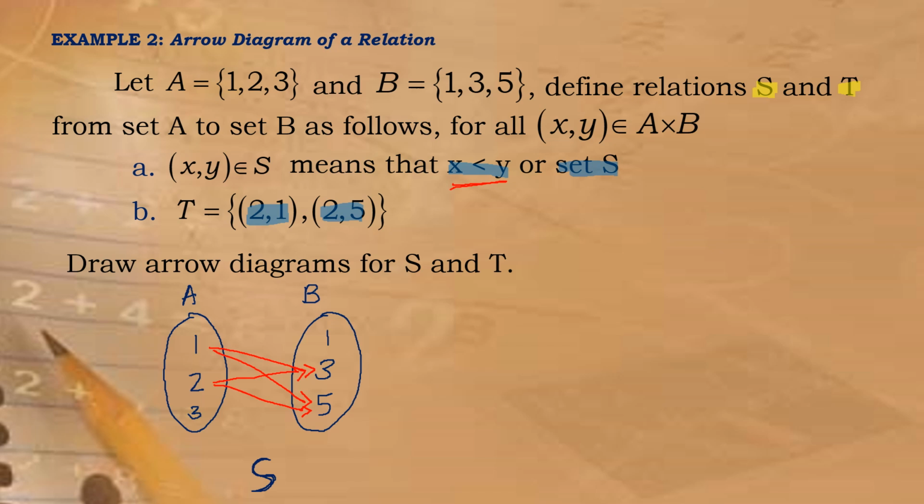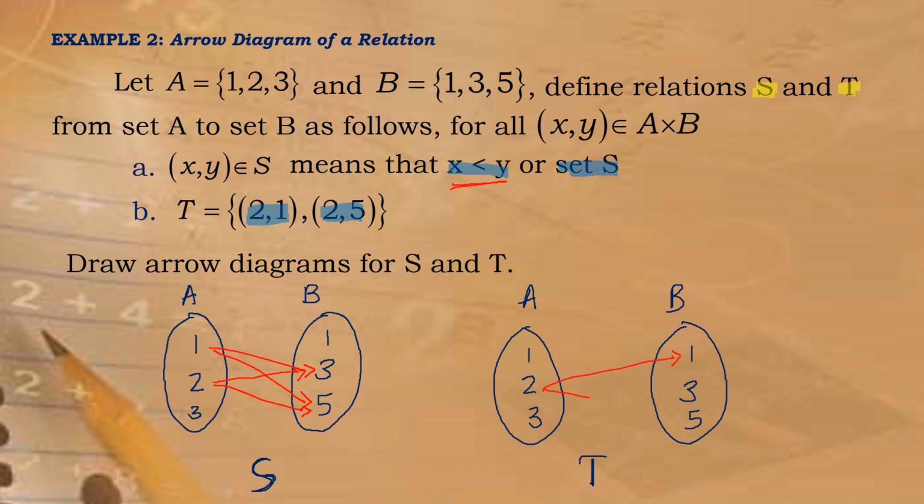Okay, next, we should draw the relation T. Okay, relation T. Okay, let's have here set A, 1, 2, 3, and set B, 1, 3, and 5. The relation T must have only two elements. We have (2, 1) and (2, 5) only. So this is the arrow diagram of a relation. Let's proceed.